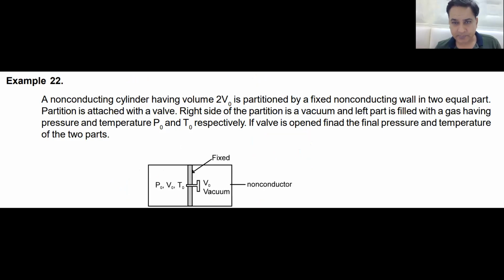Now, non-conducting. I hope you can do this one. A non-conducting cylinder has volume 2V naught, which is partitioned by a fixed non-conducting wall into two equal parts. The right side of the partition is a vacuum and the left side is filled with a gas at pressure P naught and temperature T naught. If the wall is opened, find the final pressure and temperature in the two parts. You have a minute to do it.